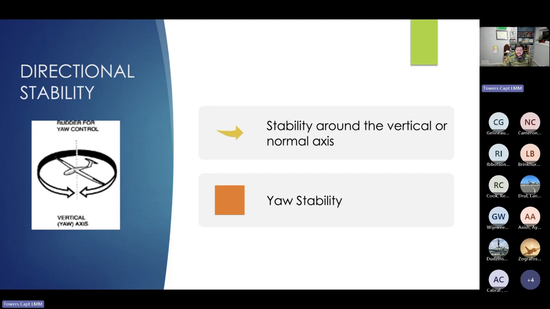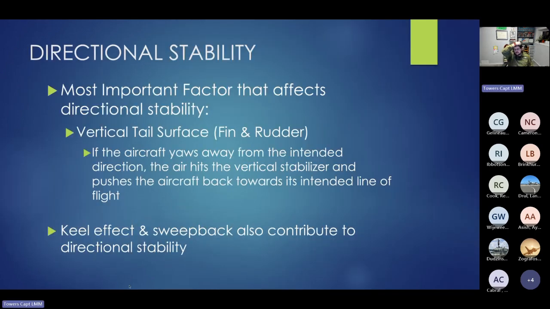Finally, we have directional stability. So we had longitudinal stability, we had lateral stability, now we have directional stability. Directional stability is stability around the vertical or normal axis. It's also known as yaw stability. The most important factor that affects this stability is the vertical tail surface. That includes the fin or vertical stabilizer and the rudder. If the aircraft yaws away from the intended direction, the air hits the vertical stabilizer and pushes the aircraft back towards its intended line of flight.